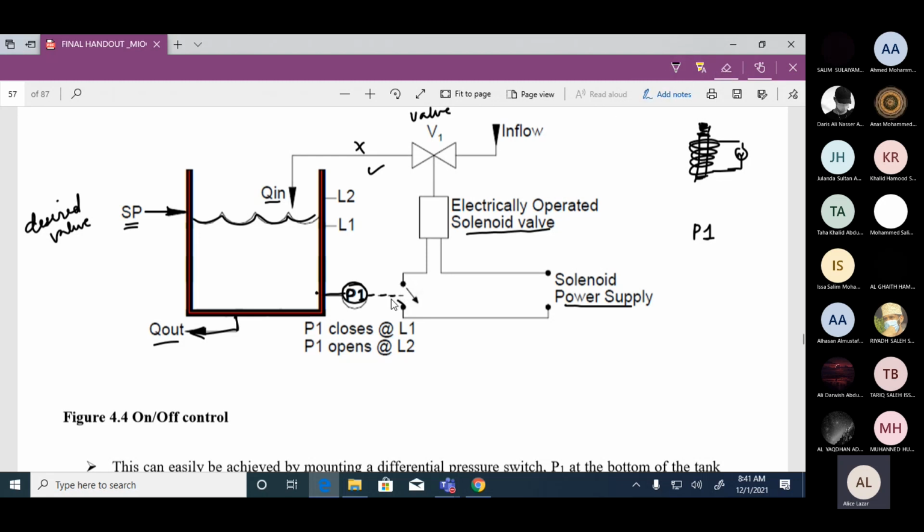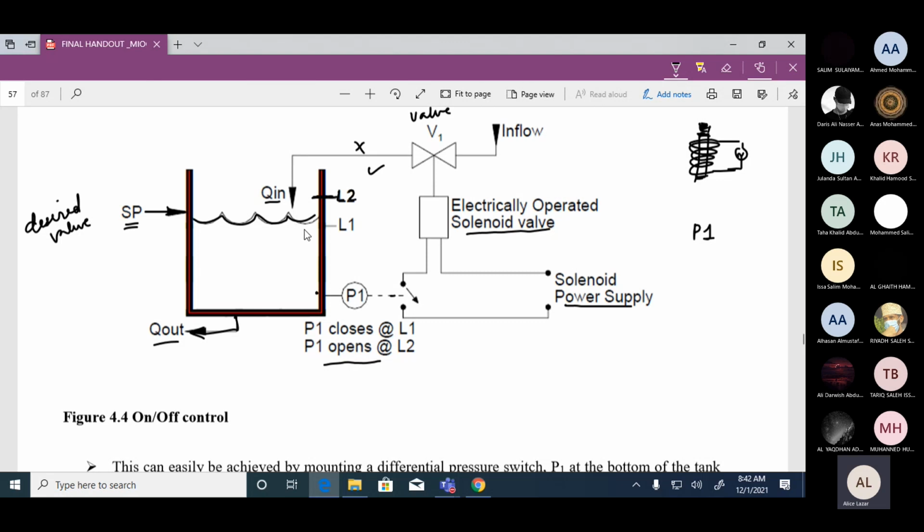Now, how is this switch initiated, or how is the switching action made possible? Every time the level of the water reaches up to L2, this switch will open. Like it is now, it is open. So every time the water level reaches L2, the switch will open. If the switch is open, there is no power and there is no inflow.